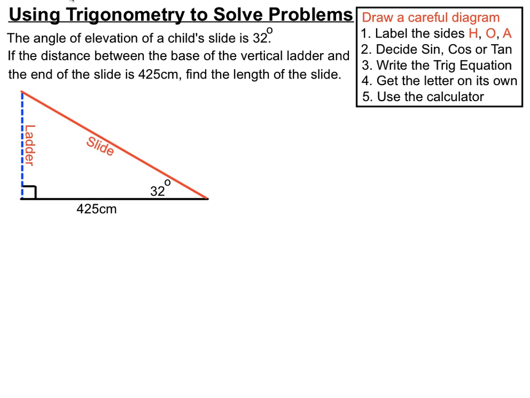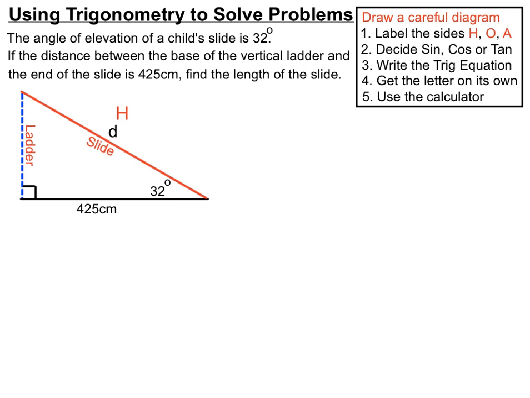Okay, now it also said that the distance between the base of the vertical ladder on the left hand side and the end of the slide, the bottom end of the slide there, is 425 centimeters. And we're asked to find the length of the slide. I'm going to call that length D. I could have called it L, but I'll call it D for this particular case. Okay, so we've got the 32 degrees, we've got 425 centimeters, and we've got what we're trying to find out. We've called it a certain letter there.